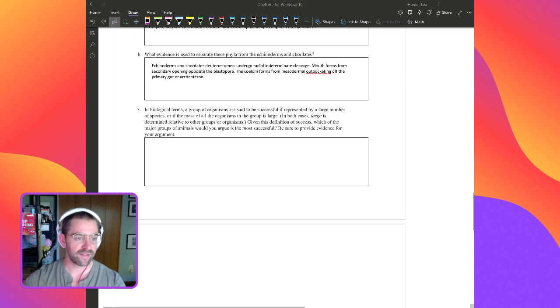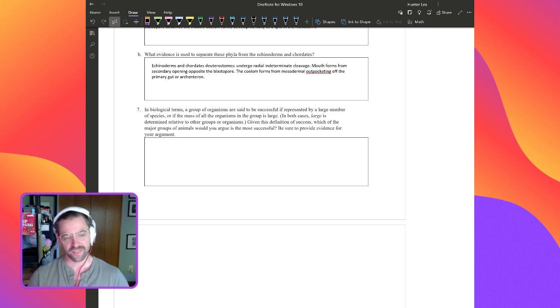All right, in biological terms, question 7. A group of organisms are said to be successful. Successful is an awfully wobbly word. A group of organisms are said to be successful if represented by a large number of species, or if the mass of all the organisms in the group is large. So in both cases, large is determined relative to other groups of organisms. Given this definition of success, which of the major groups of animals would you argue is the most successful? And be sure to provide evidence for your argument.